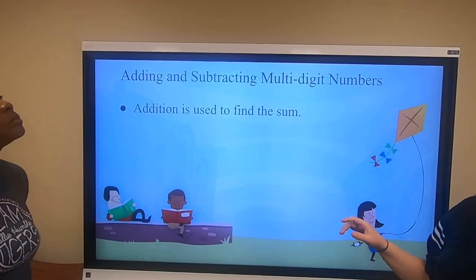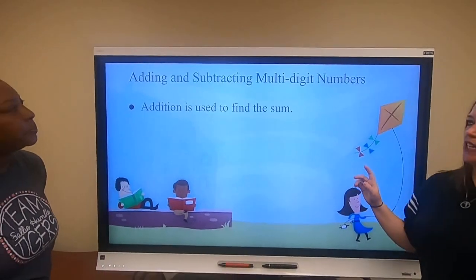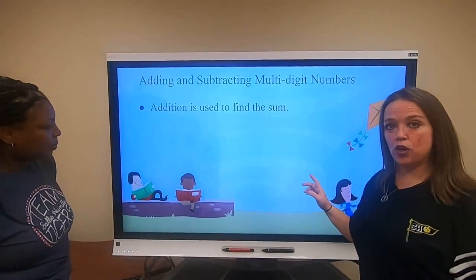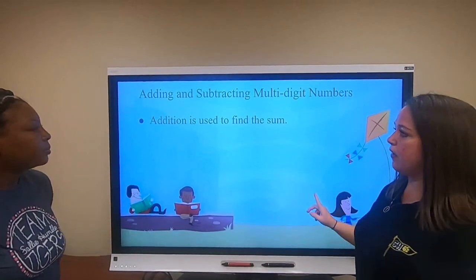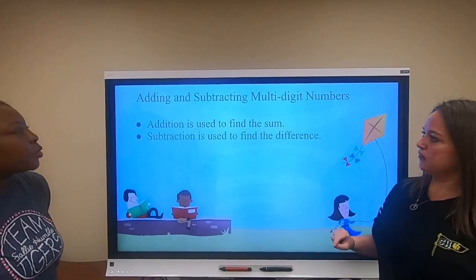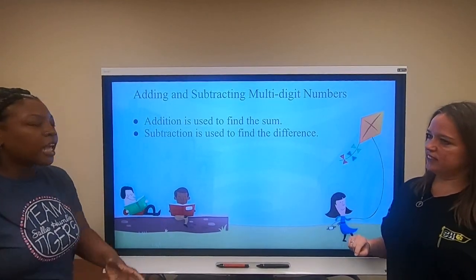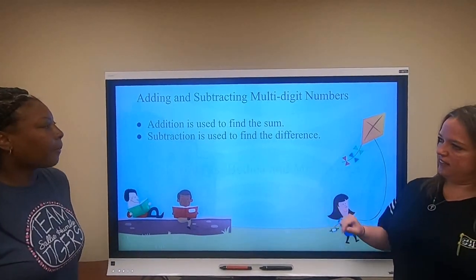Okay, and just to review and close it out, addition is used to find the sum or your total of numbers. Remember, that's when you put it all together. And subtraction is used to find the difference, and you're taking away from the numbers.